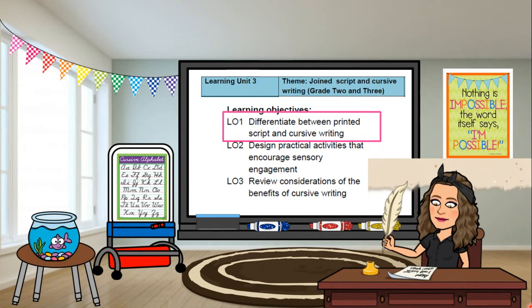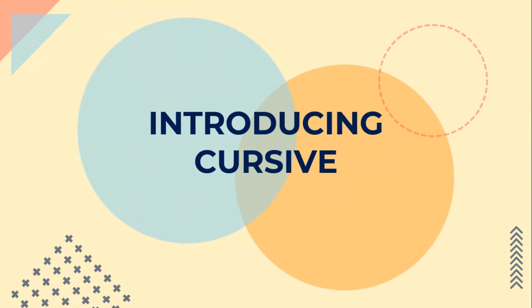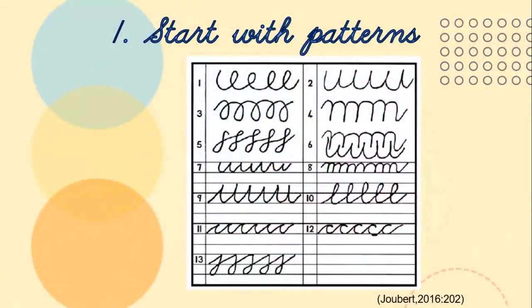Today we are going to be learning all about writing in cursive. So according to CAPS, cursive writing begins in grade 2 and then this continues into grade 3. So how do we start to introduce cursive? The first thing is that you're going to start with patterns. And the patterns are number 1, we have the loop-de-loop, all the way down to number 13, which has this J-like pattern.